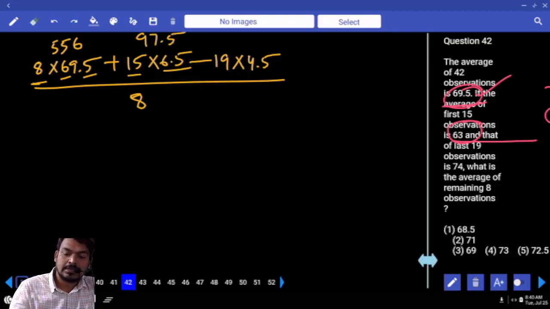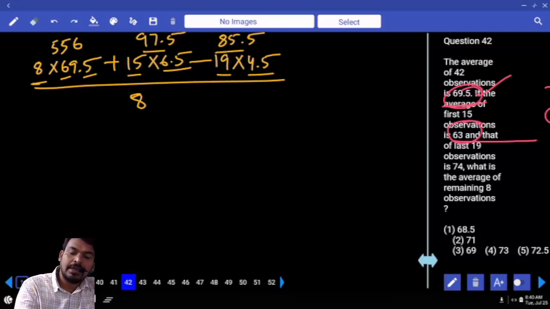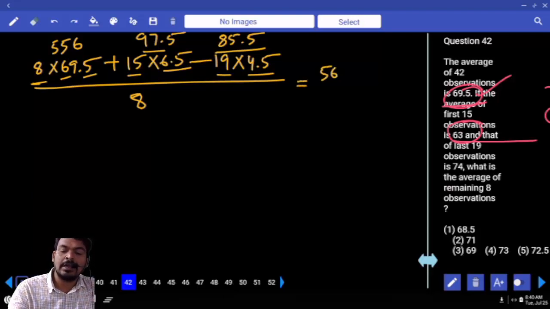97.5. Next, 19 into 4 and a half. 19 fours are 76. What is half of 19? 9.5. 76 plus 9.5 is 85.5. 97.5 minus 85.5, what is the difference? 12. The 12 is added to which one? 556. Total it is 568. Divide by 8, what do we get? 71.